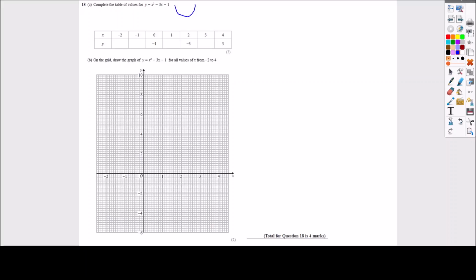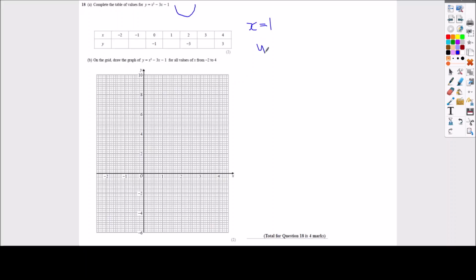Now, we need to fill in the table. We also need to draw the graph. We will do these sort of simultaneously. So let's start off by working out one of the easier values. So leave the -2 and the -1 for now. Let's work out the y value when x is 1.